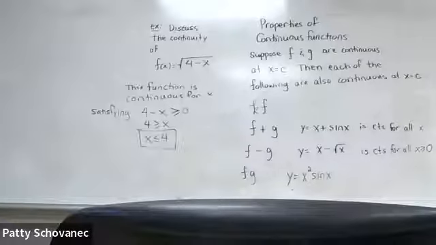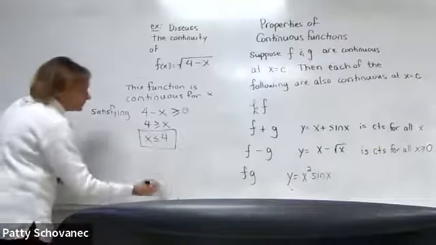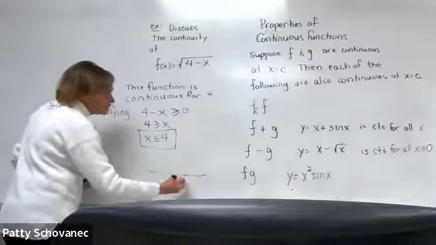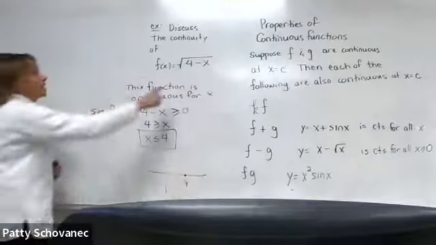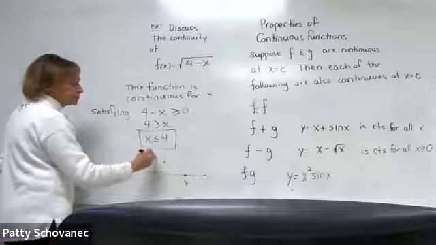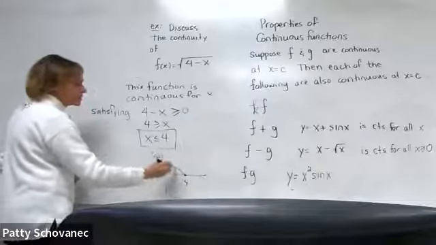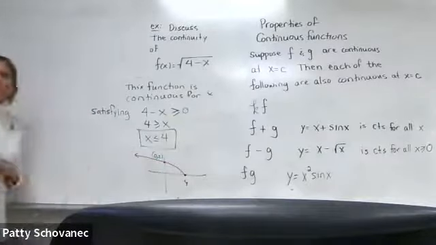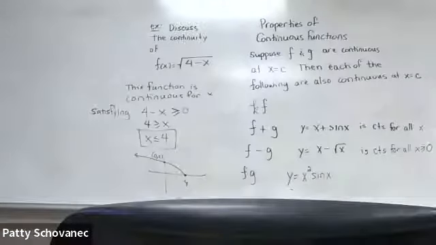When x is 4, the square root of 4 minus 4 is the square root of 0, which is 0. Here's x is 4, I get 0. When x is 0, I get the square root of 4, which is 2. And then the rest of it's going to look like the square root graph, which I was able to draw without picking up my pencil, because it's continuous for all x less than or equal to 4.